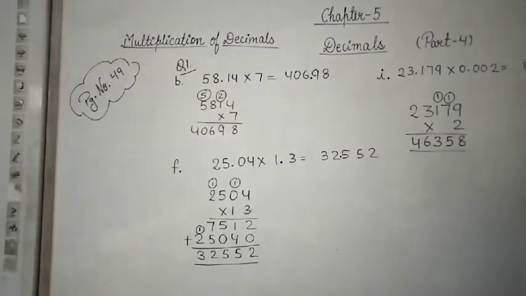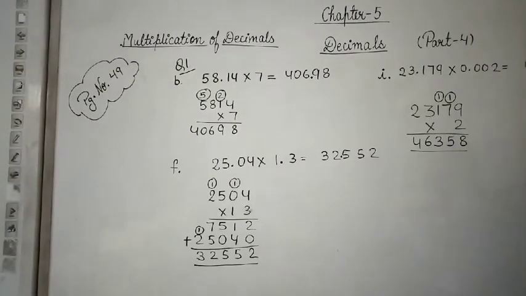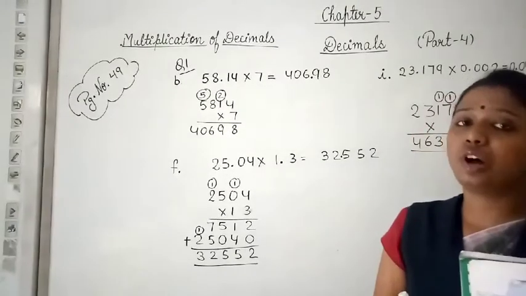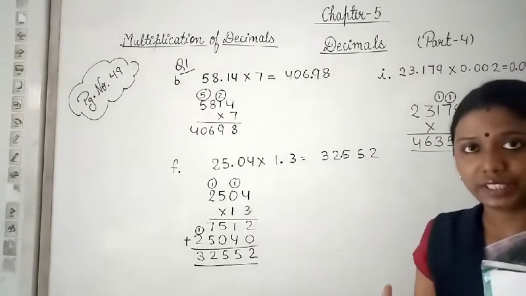What will we do? 1, 2, 3, 4, 5, 6. There is no digit. So we'll insert a 0 here and then write a decimal point. Now before the decimal point also we'll insert a 0. So it is not difficult. Do not get confused.